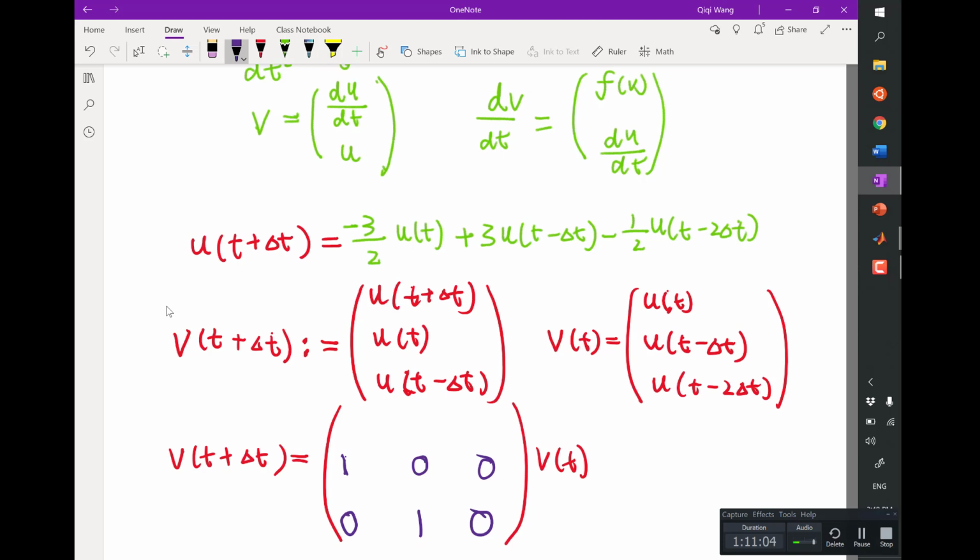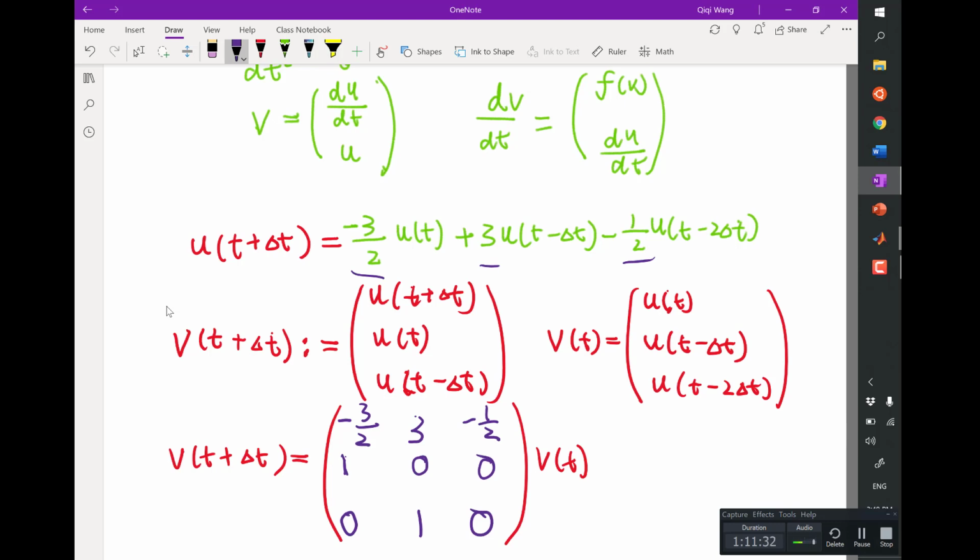Yes, that's actually the coefficients in the equation. Because I want to get u of t plus delta t, right? And I have these three terms. I mean, these are just the terms in the equation. I have minus 3 over 2, and I get 3 and the minus half, right? I get a matrix.